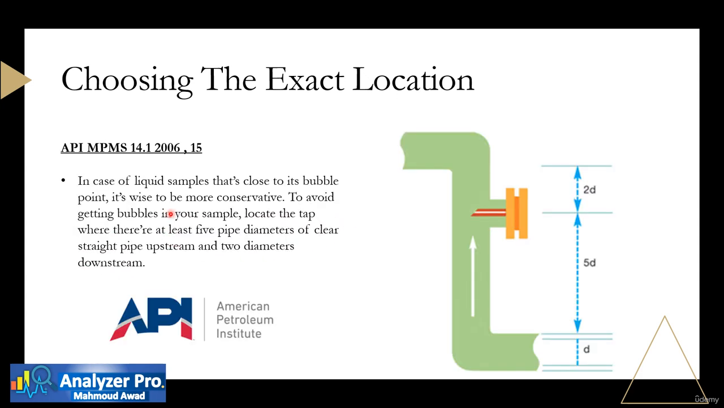In case of liquid samples that are close to their bubble point, it's wise to be more conservative. To avoid getting bubbles in your sample, locate the tap where there are at least 5 pipe diameters of clear straight pipe upstream and 2 diameters downstream.